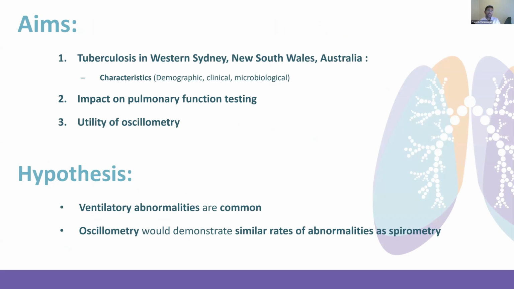So our research aimed to characterize the population of tuberculosis in Sydney, assess the impact of TB on pulmonary function testing, and probe the role of oscillometry in assessing patients with post-TB lung disease. We hypothesized that ventilatory abnormalities would be common and that oscillometry would show a similar rate of abnormalities compared to spirometry.